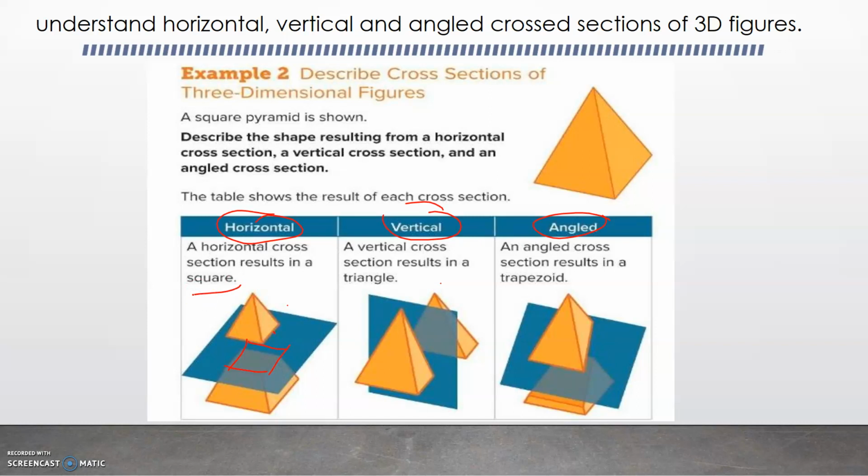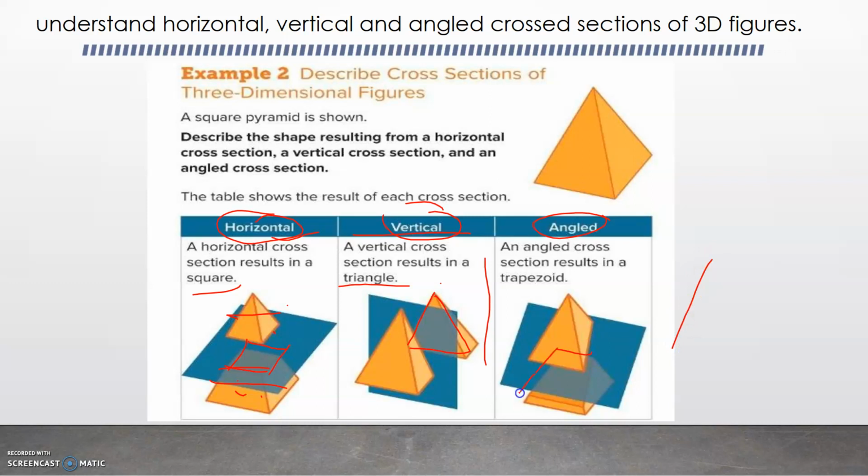Why? By the way, if you cut it from here or here or here, it's always going to look like a square. Well, in this case, it's because of the shape of the pyramid. It has a square base, so obviously if you cut it from any side horizontally, it's going to result in a square. How about if you cut it vertical? If you cut it like this, it's going to look like what? A triangle.